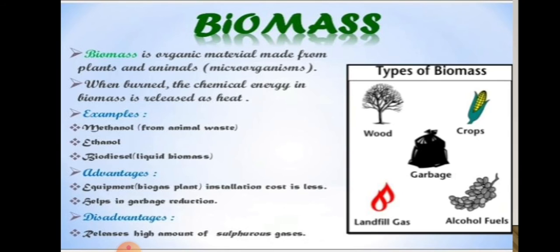Biomass. Biomass is organic material made from plants and animals. When burned, the chemical energy in biomass is released as heat. Examples: methanol, ethanol, biodiesel, also called liquid biomass.